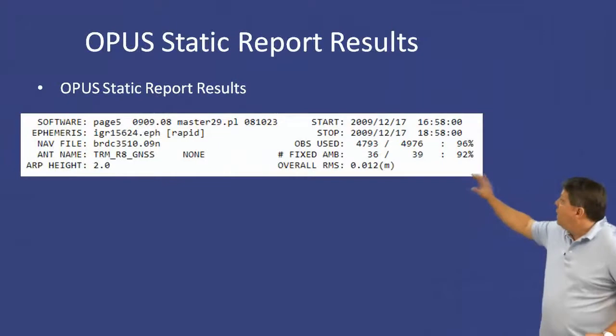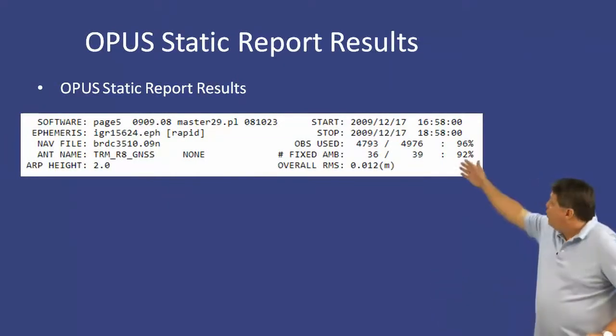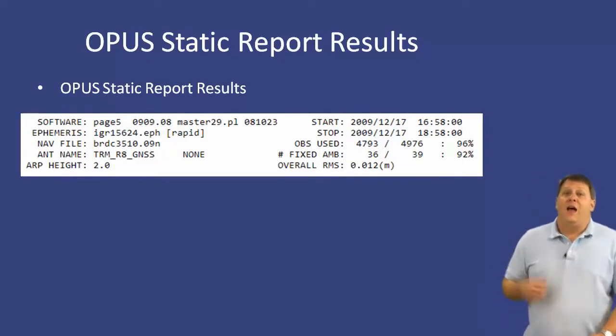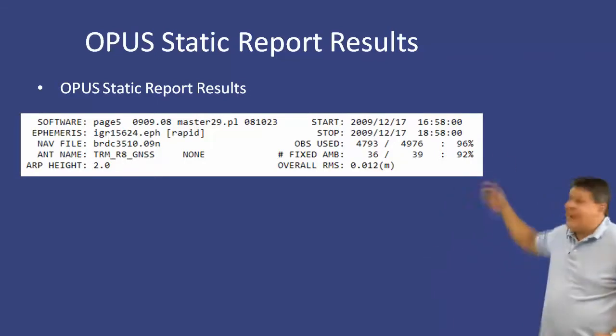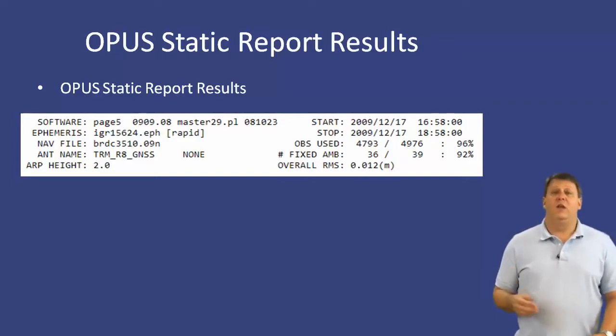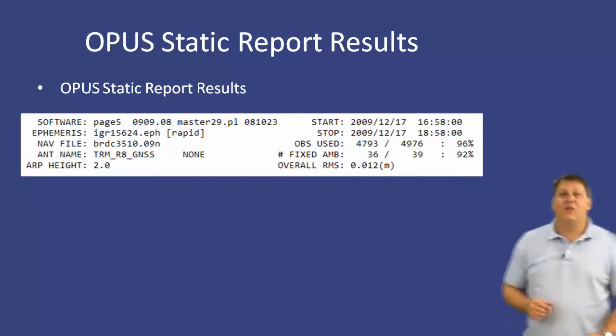To begin, let's look at the header of our OPUS static report. Over on the left, we see the software that was used, we see the ephemeris that was used, the navigation file, our antenna name, our antenna height. Over on the right-hand side, we see the start time and stop time of our session, the number of observations that were used, the number of fixed AMB, which stands for ambiguities, that were used, and finally our overall RMS.